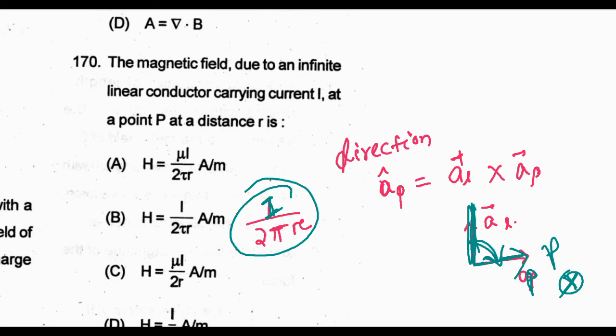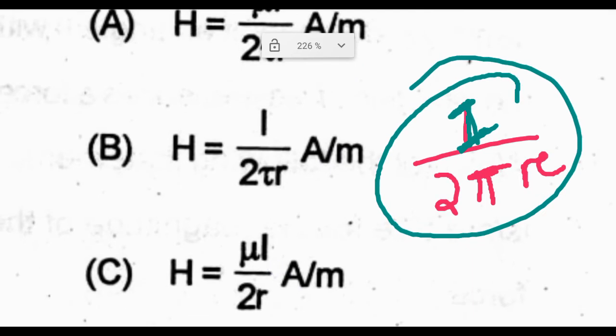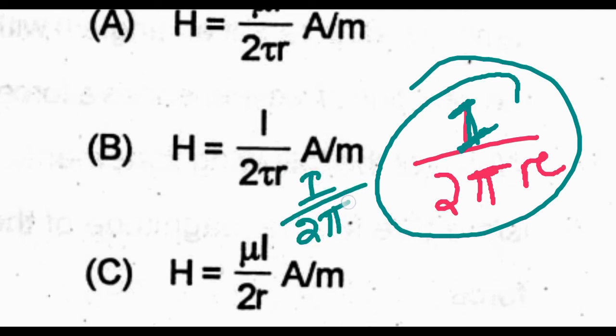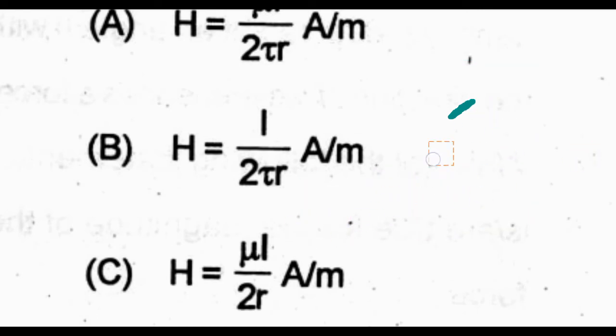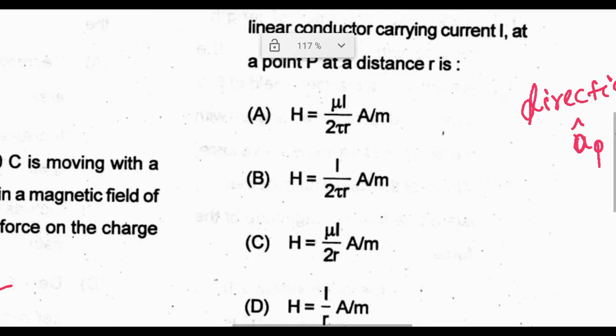And in this question no direction is given, only values are given, and the worst part is pi is written as tau. This is pi actually, not tau. It is I by 2 pi r, not 2 tau r, because pi is a constant value. So here option B is correct only when this is not tau, this is pi.